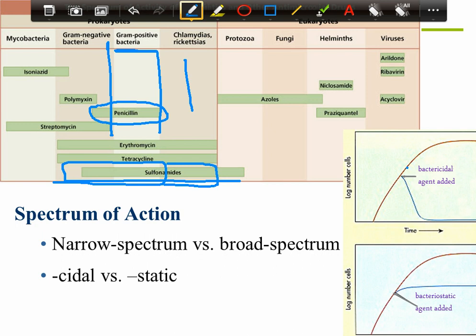If you look at streptomycin, very good against gram-negatives, as well as Mycobacterium. This is the guy that causes tuberculosis, and it's gram-positive. Look at this drug over here, niclosamide, used very, very sparingly just for worms, and only some worms, like tapeworm. That's narrow spectrum. So we have narrow spectrum drugs, we have broad spectrum drugs.